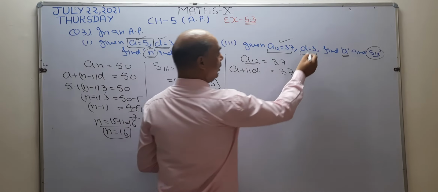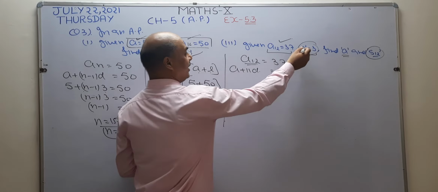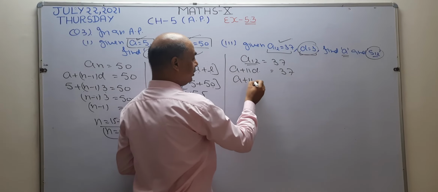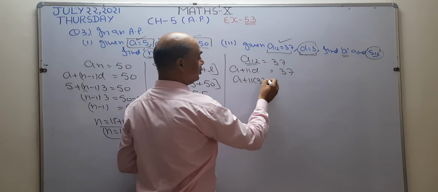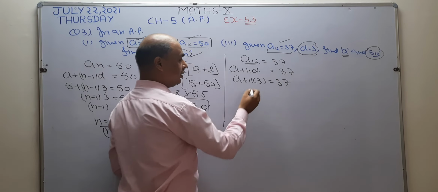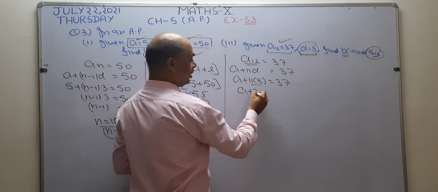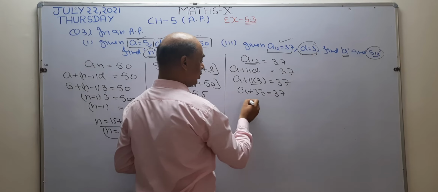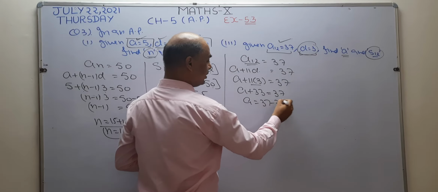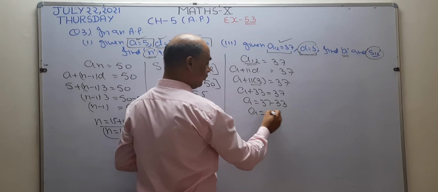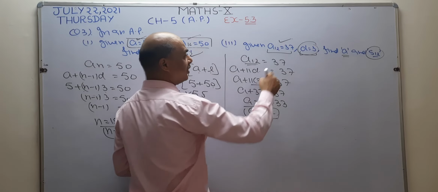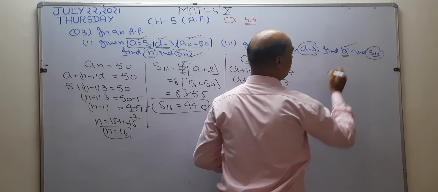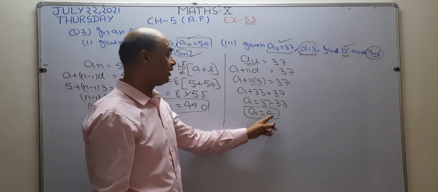Now what is given? The value of d is given, so you have to write the value of d. What is the value of d? 3, right here 3, equal to 37. This becomes 11 3s are 33, equal to 37. So the value of a becomes 37 minus 33, so the value of a becomes 4. This is the first term of the AP. So first answer on the board, a becomes 4.